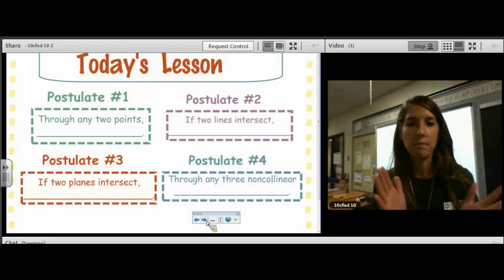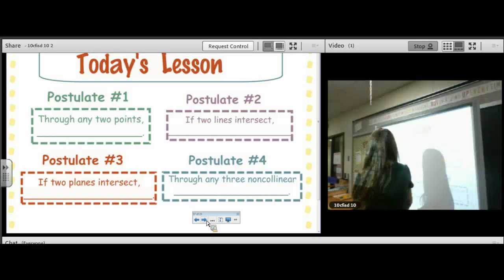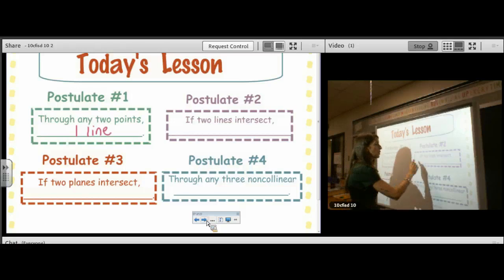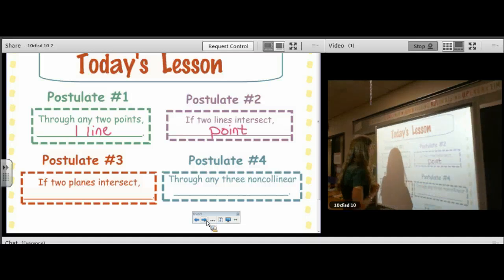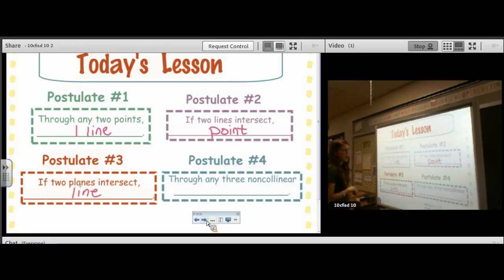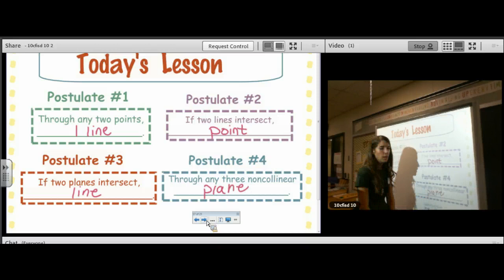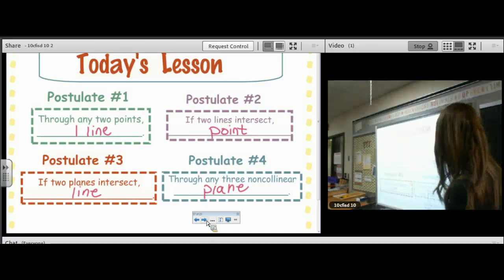So here's what we learned. Through any 2 points, there is exactly 1 line. If 2 lines intersect, you get a point. If 2 planes intersect, you get a line. And through any 3 non-collinear points, there is exactly 1 plane. So those are the building blocks, the foundation of geometry.